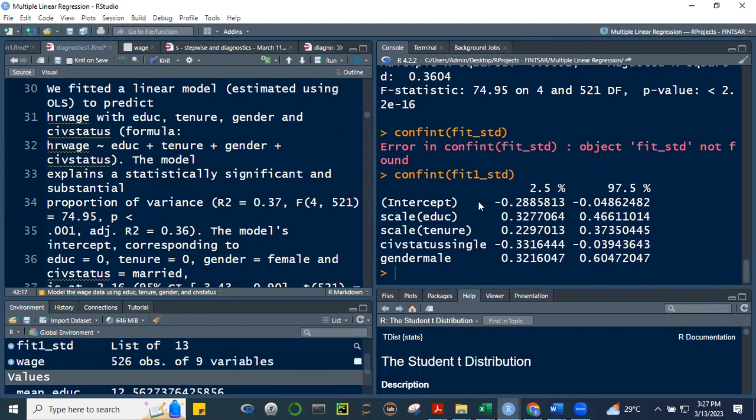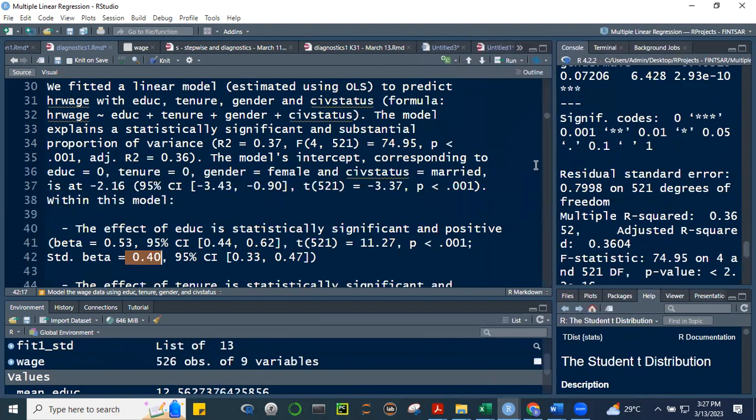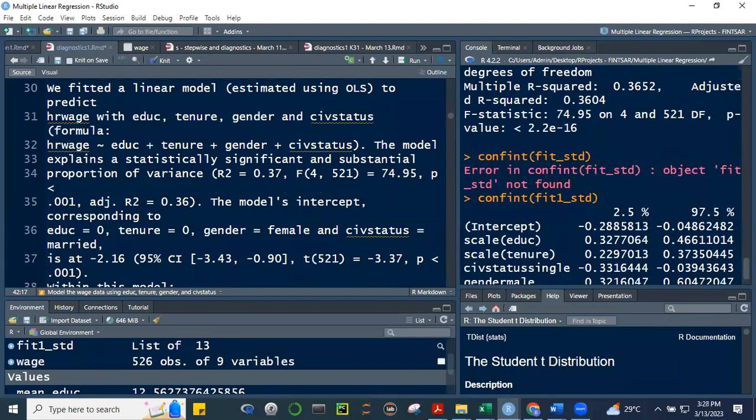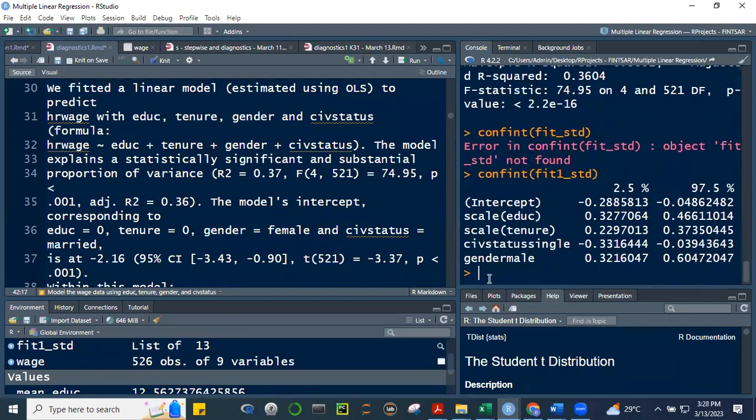Sir, I have a question po. Yes? Is confint just the same as the formula we used, the beta plus minus SE times t critical? Yes, yes, it's a shortcut. Okay, let's show.